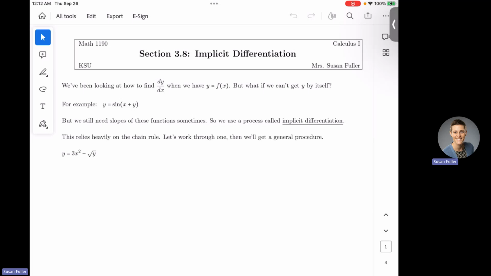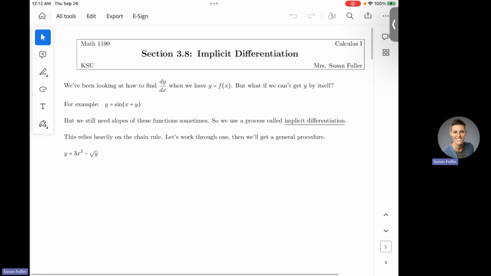Now, an implicit function is a function that can't be written as y equals f of x.